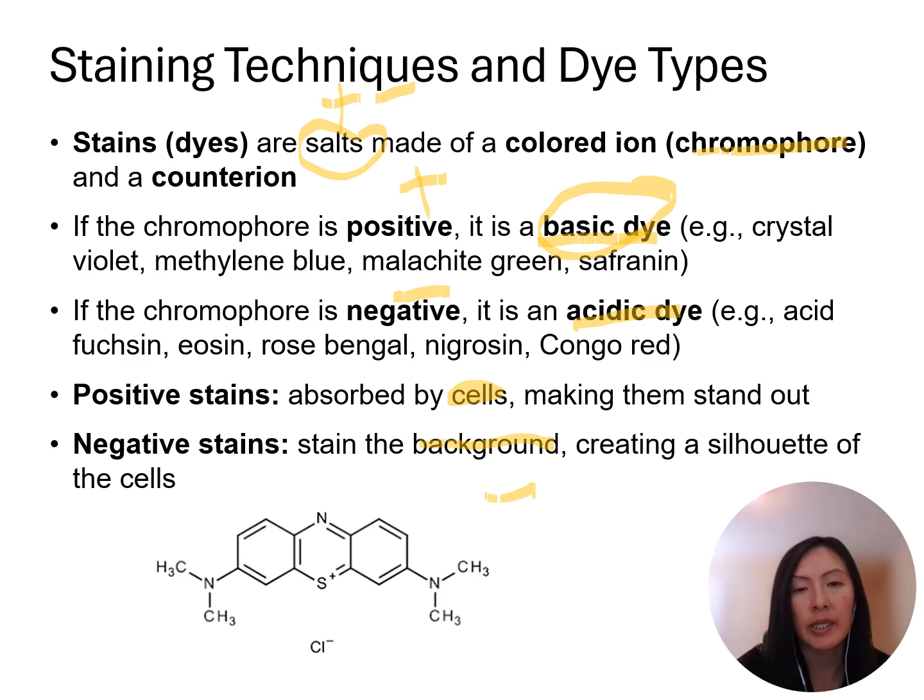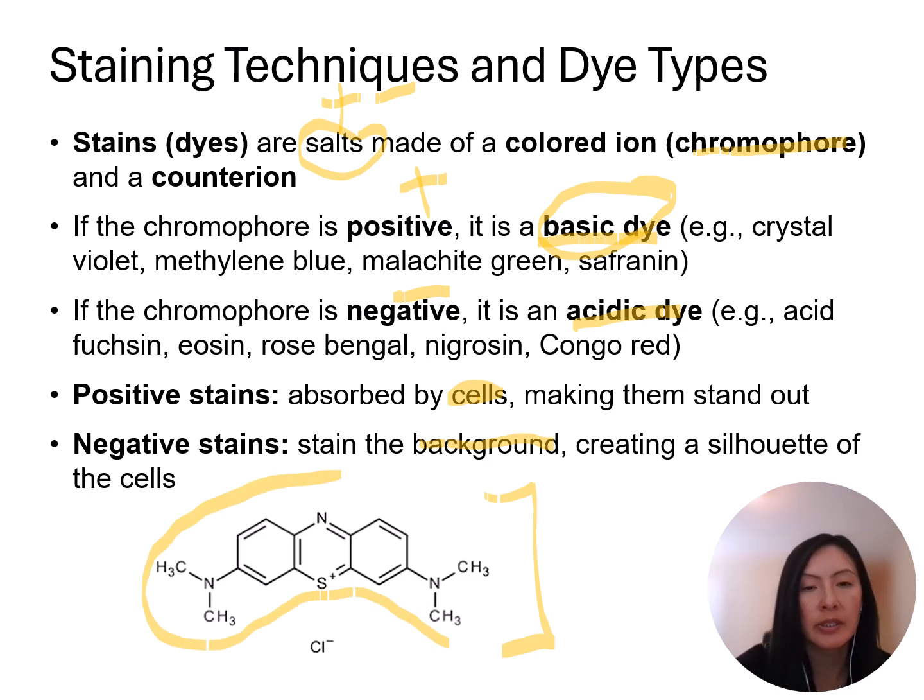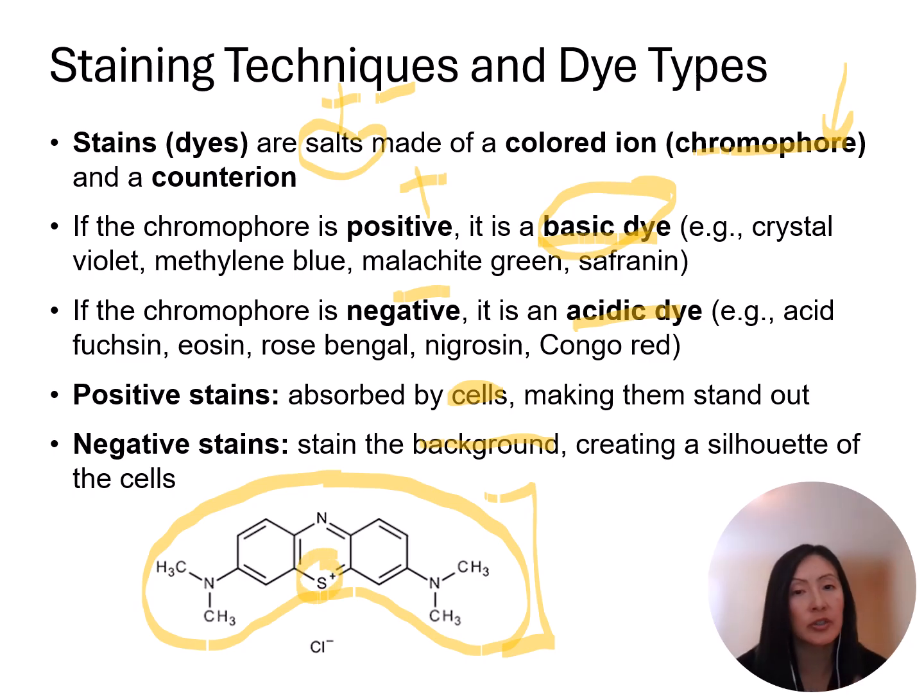And here I have, this is actually methylene blue, where this part is the chromophore, and you can see in this case it's positively charged, it's basic, that's why it's going to bind to cells and stain them. This is the counter ion to stabilize it as a salt.